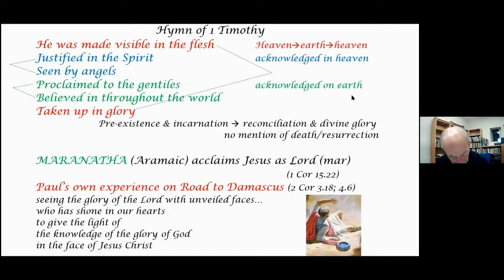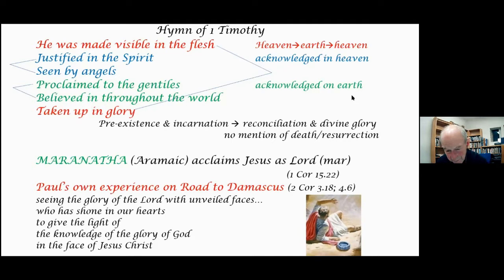Then we come on to Paul's own experience on the road to Damascus. Now, we have two descriptions of an event. One narrated three times by Luke in the Acts of the Apostles. And that's, I think, an exterior account, an exterior description of Paul thrown to the ground by a shaft of light. You can see him on the right.